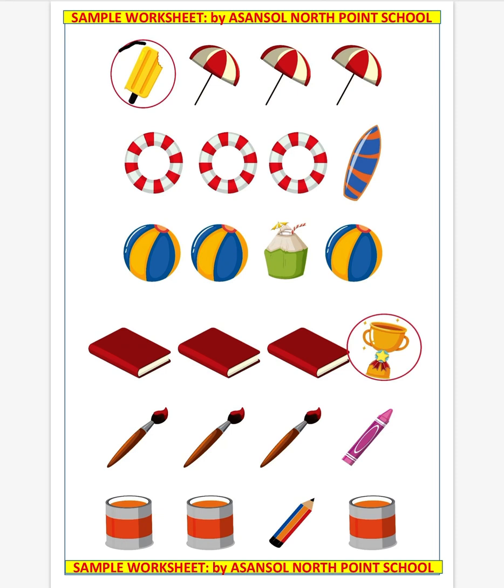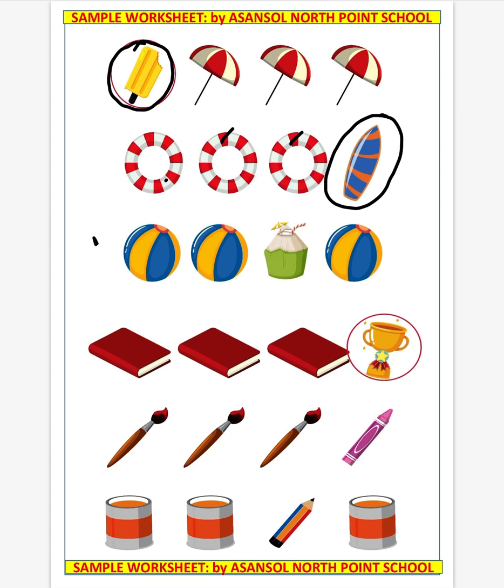So circle has been done here. Why? From the rest, because this is the odd. Here you can see one swimming tube, this is also a swimming tube, this one also a swimming tube, this one also a swimming tube, but this one is a surfboard. This is what? A surfboard. So we will circle it as it is different from the rest.